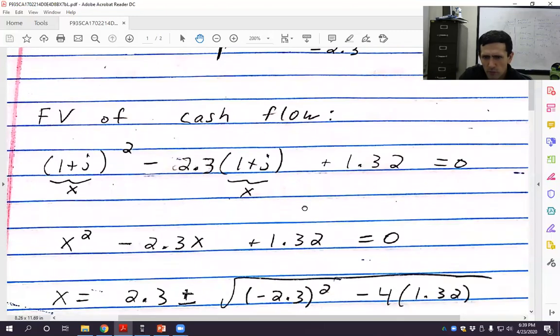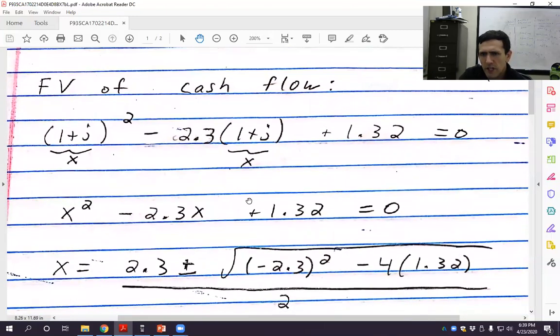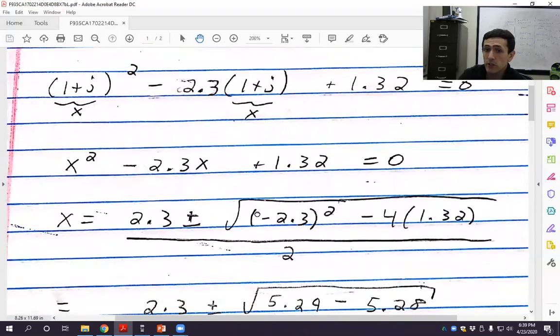We do the quadratic formula. Remember, it's negative b. b is minus 2.3, so negative makes it positive. So it's 2.3 plus or minus the square root of b squared minus 4ac. a is 1, c is 1.32. So inside the square root, you will get 0.01. Take the square root of that, it's 0.1. So it'll be 2.3 plus or minus 0.1. 2.3 plus 0.1 is 2.4, over 2 is 1.2.